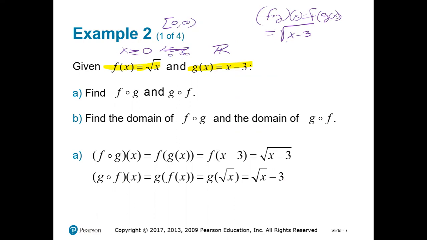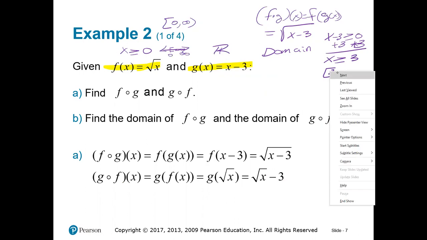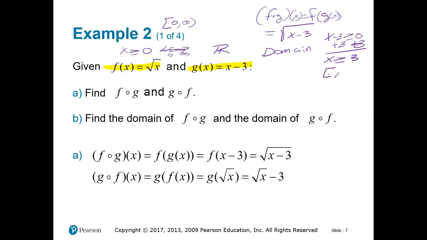So what I'm going to do for this one is state its domain. So what is this domain? I'm going to take this x, since it's an even root, I know there's a restriction, so I'm going to take that radicand inside that root, and I'm going to set it greater than or equal to 0. Let's solve. And this tells me that x is greater than or equal to 3, meaning the domain is 3 up to positive infinity. So that's where this composition is restricted.